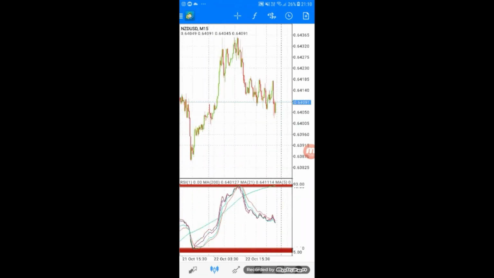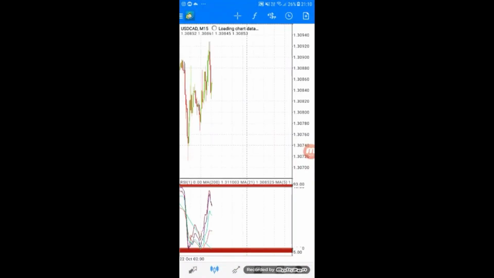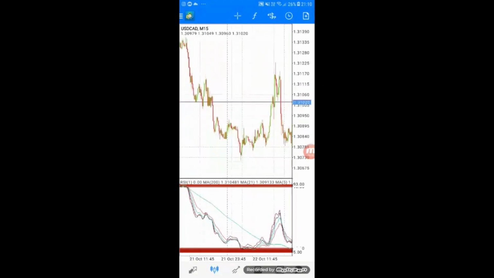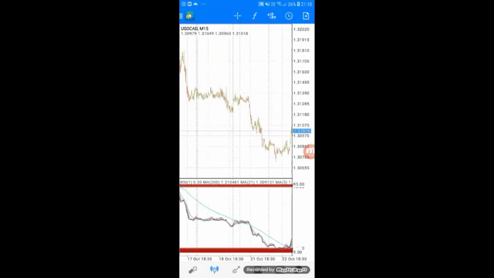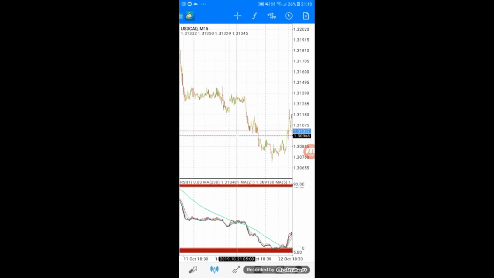Another one on USD CAD. I saw another clear setup on USD CAD. Here on USD CAD, it was a scalp. So the market went down. Okay, it started to give us what? Rejections here.